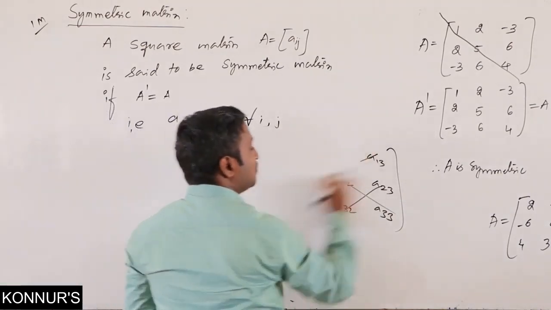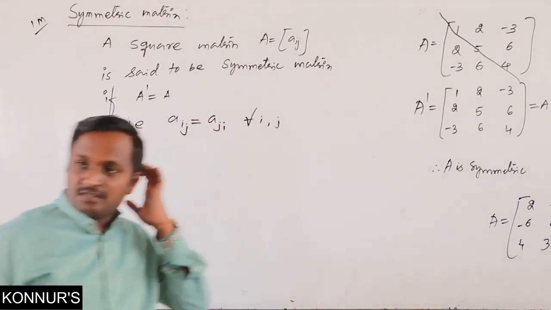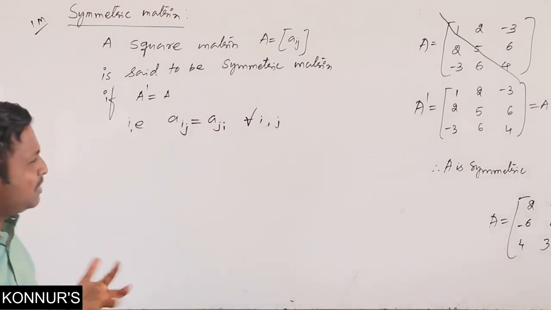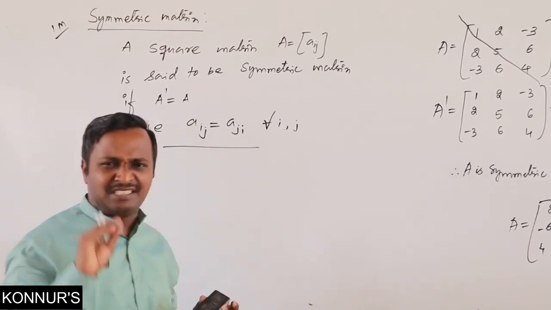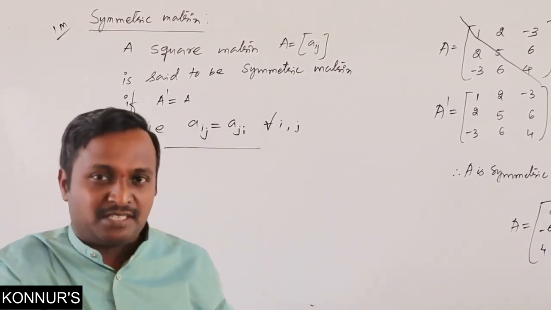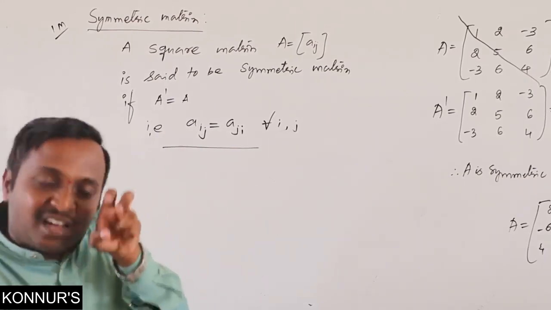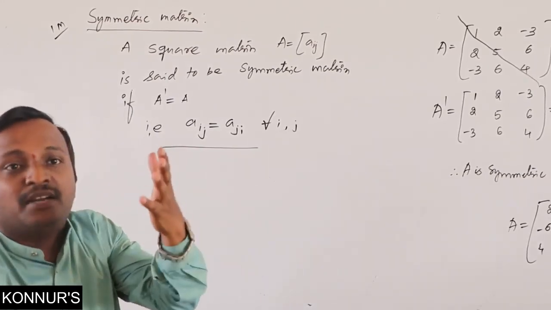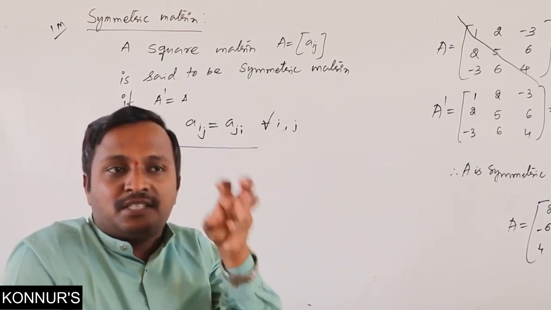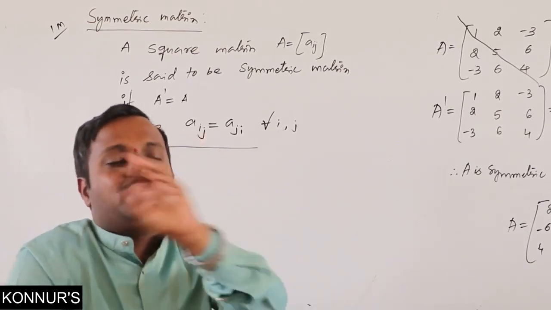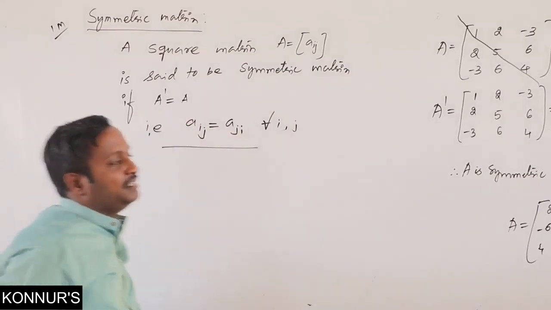And now we will discuss the skew symmetric definition. This is the main point for competitive exams: Aij equal to Aji. Simple, very basic point in a symmetric matrix. If they ask in the exam what is a symmetric matrix, what you have to write? A square matrix A is said to be symmetric if A dash equal to A.